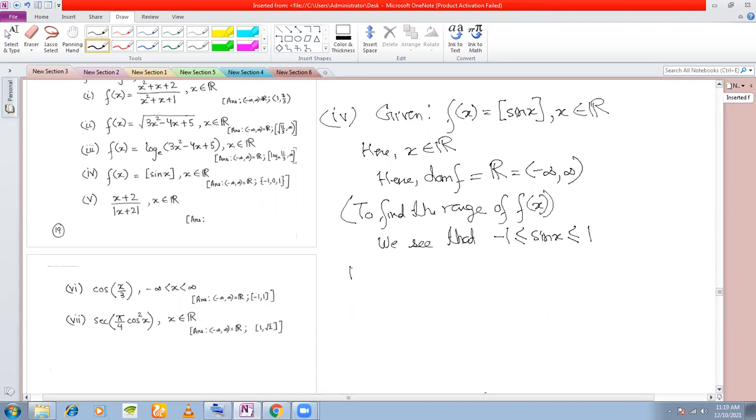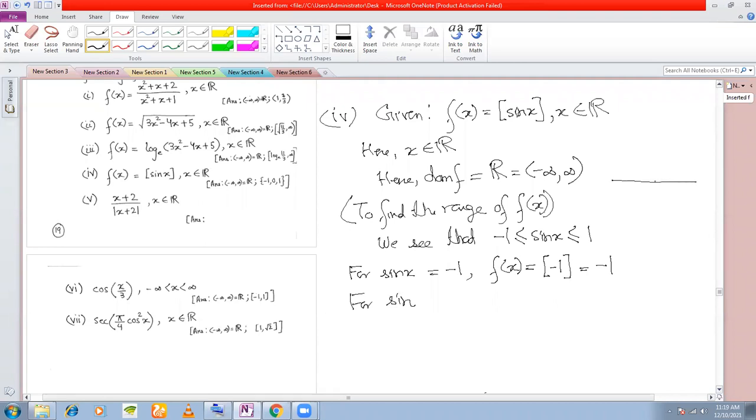Let us consider sine x is equal to -1. What is f(x)? It is the greatest integer function of -1. And what is the greatest integer function of -1? It is -1.